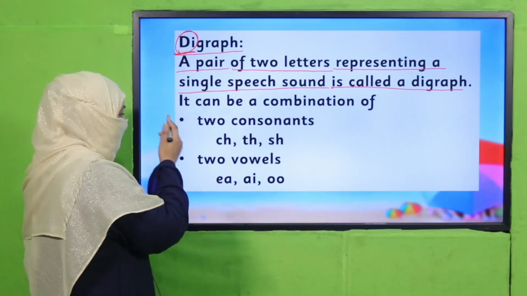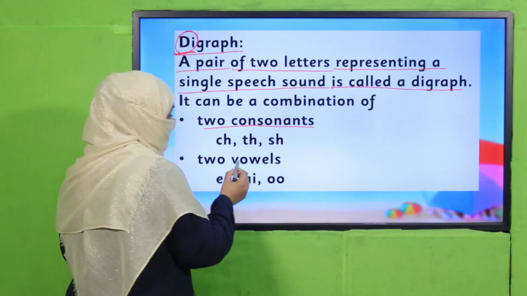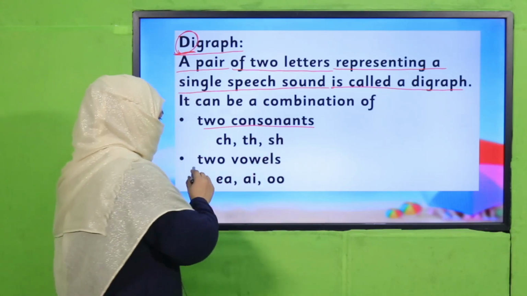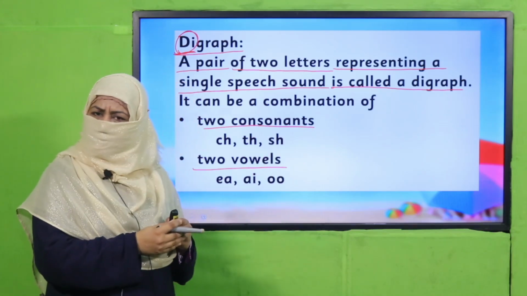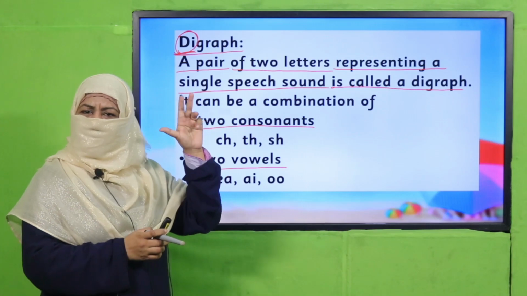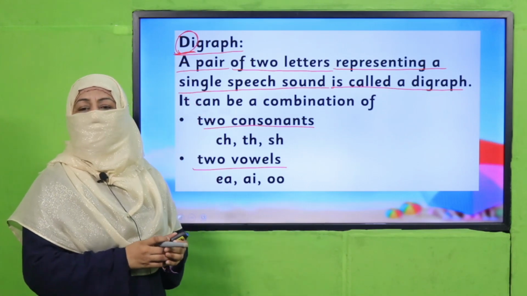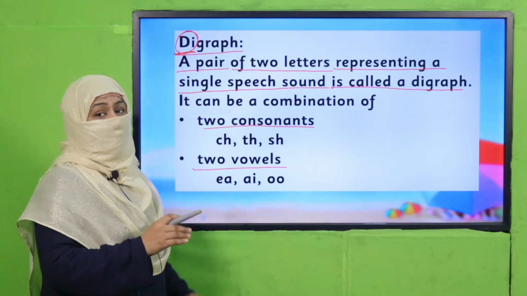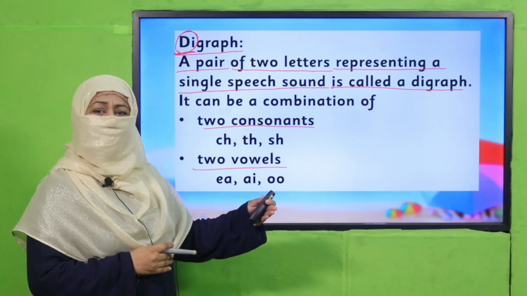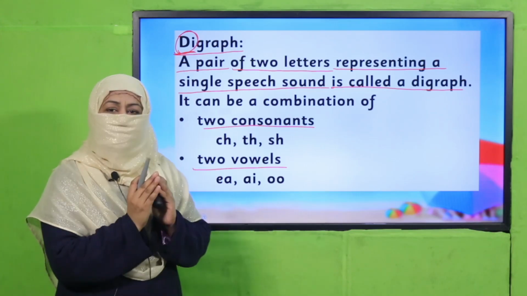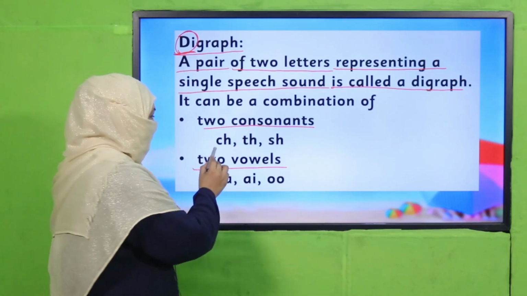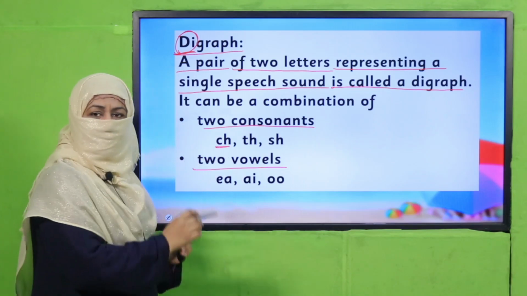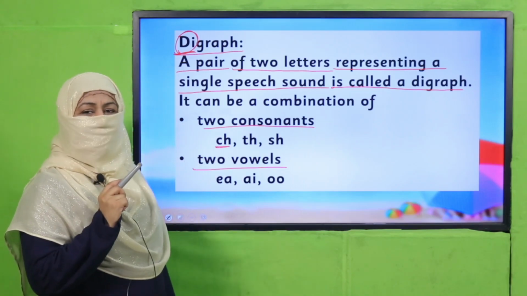Right? It can be two consonants. Remember consonants? And it can be two vowels. Remember vowels? What vowels are? A, E, I, O, U. There are 5 letters, A, E, I, O, U. And rest of all the letters are consonants. So when two consonants are joined together and they give one sound, it is called a digraph.